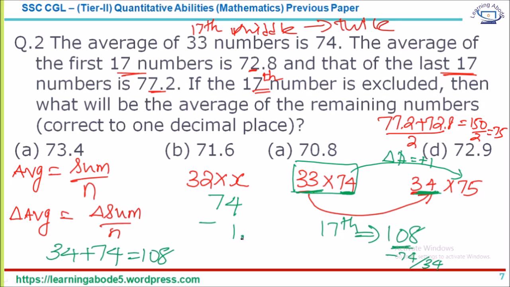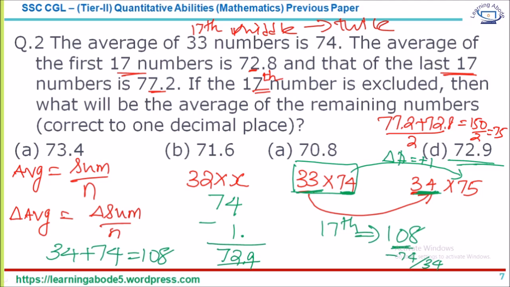The drop will be a little more than 1 because 33 numbers are there, and now it is going to become 32, and the number being removed is contributing 34 more than the average. So it will be 1 point something. So the answer will be less than 73. So the answer is 72.9 from the given options. See, I don't know if it's 72.9 or 72.8, I'm picking it from the answer choices, right?